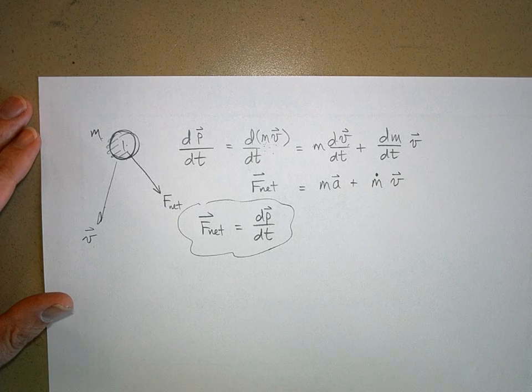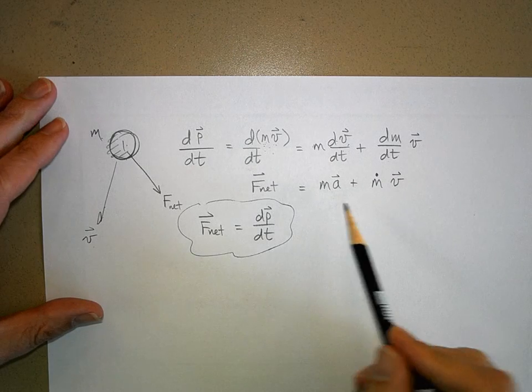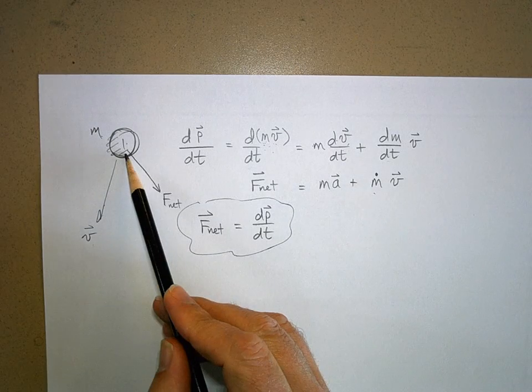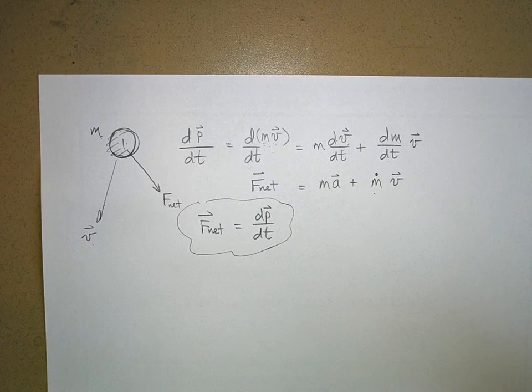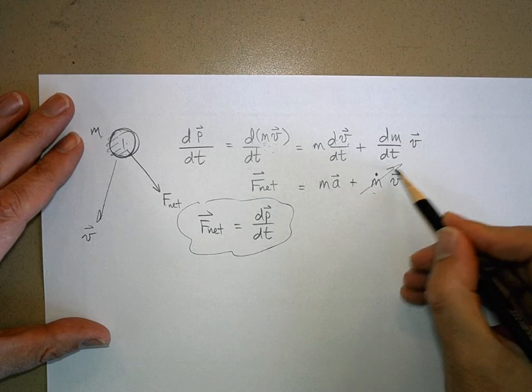But in the vast majority of cases, what's true about m dot? What's true about the mass of my particle? It's constant. It's constant with time, right? So m dot becomes 0, and you're left with F equals ma.